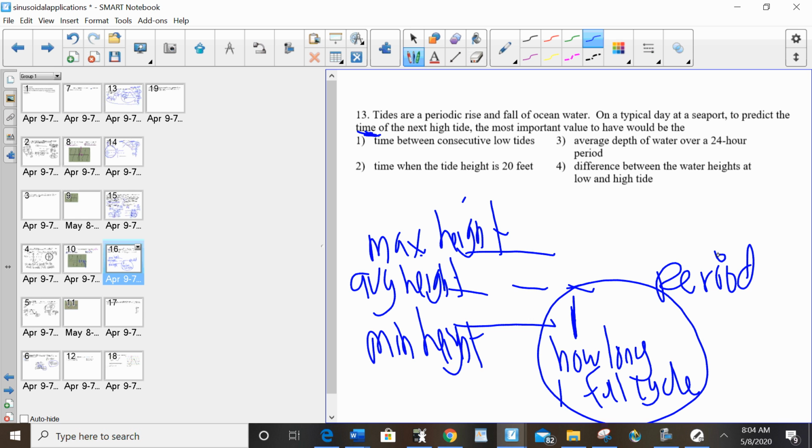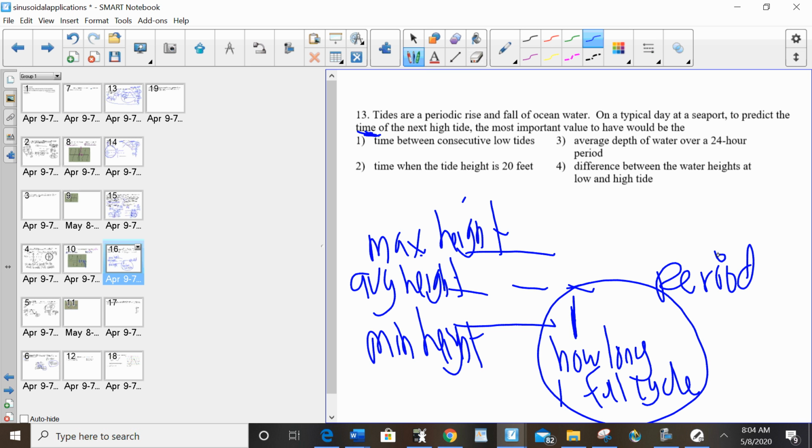Time is your x-axis. The value that deals with the x-axis, the time, is your period. So which of these is going to give you period? The time when the tide height is 20 feet. Well, that's time, but knowing when it's 20 feet, I need two pieces of information.